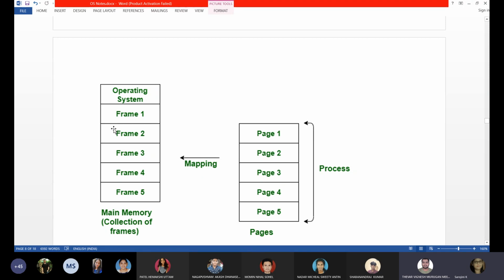So changing the logical address into physical address is called paging.